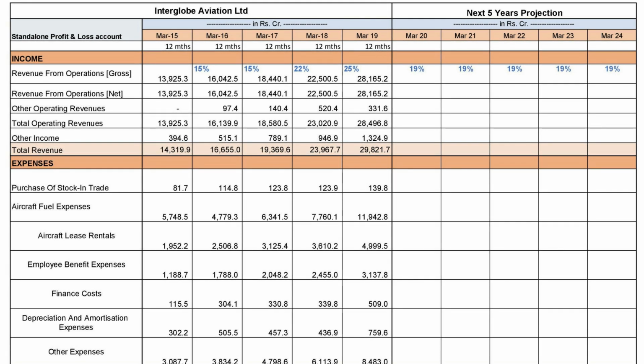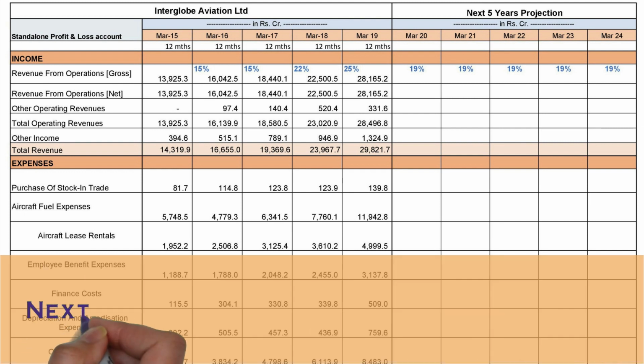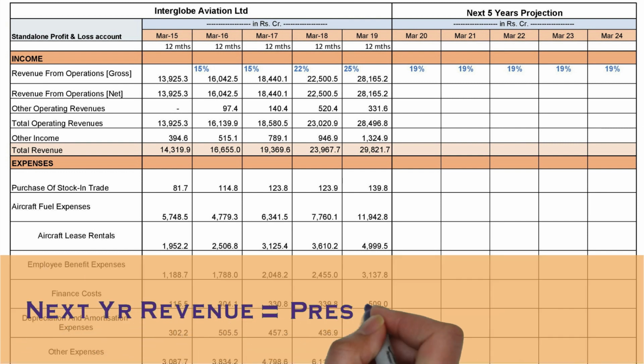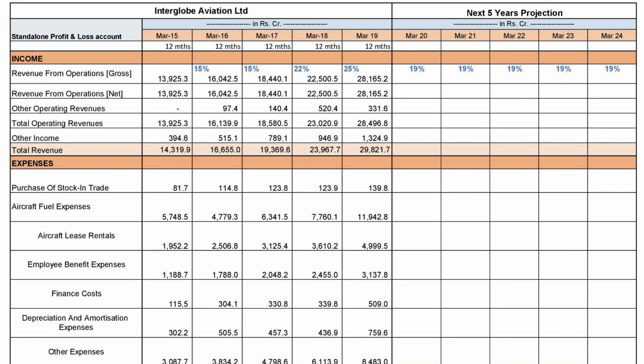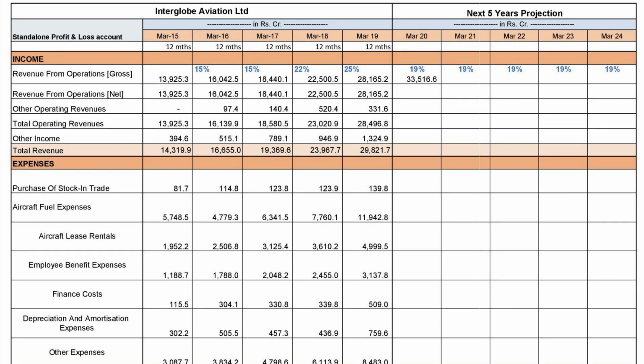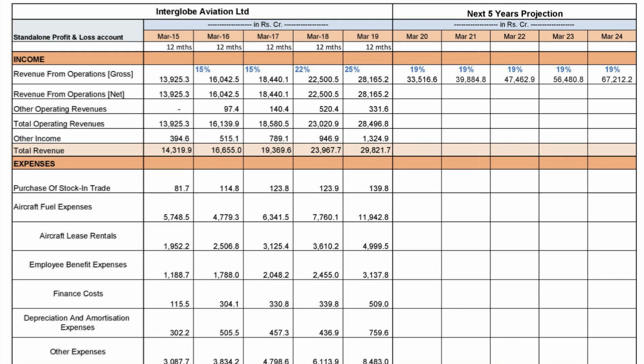So now we are assuming that the next 5 years' revenue growth will be 19% year on year. With this input, we will forecast the revenues of the next 5 years. How? By using this formula. Next year's revenue equals this year's revenue into 1 plus growth rate. So, we have forecasted that 2020's revenue will be rupees 33,516 crores and so on.